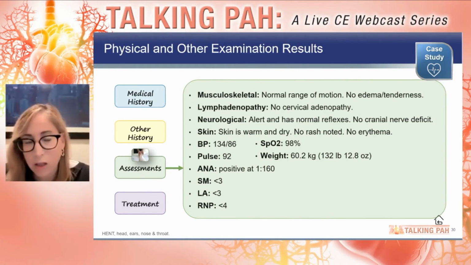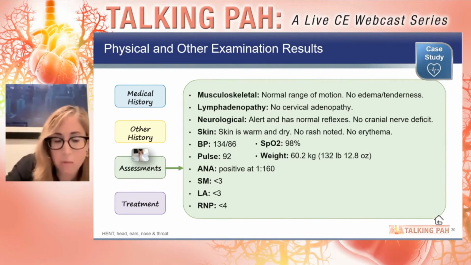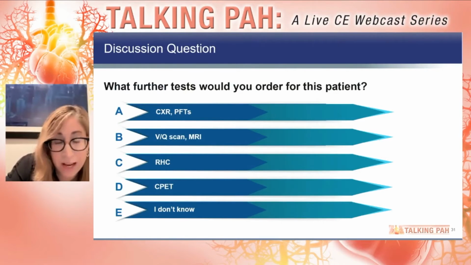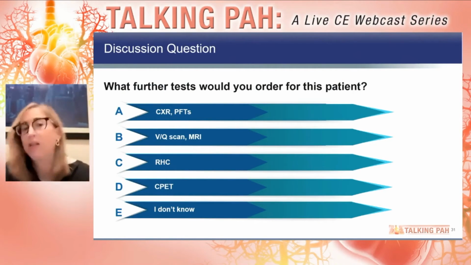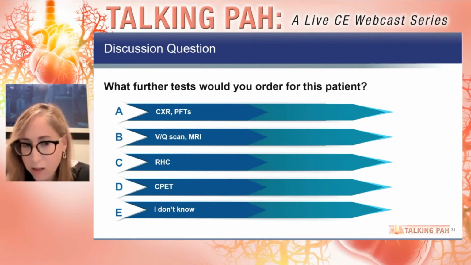And you can see her vitals. She was 134/86, a little bit high. She was oxygenating well. She was not obese. Her pulse was 92, and her preliminary connective tissue disease laboratory tests were all unremarkable. And so then that gets us to the next poll question, which is, what further tests would you order for this patient?